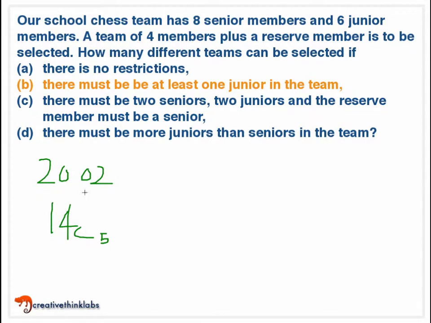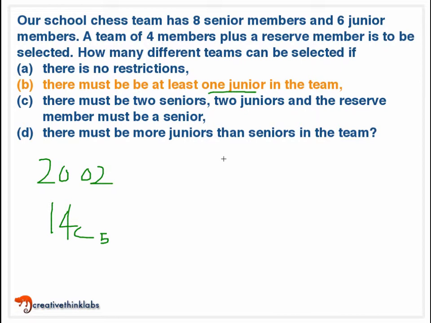Now keep in mind this is without restrictions. Here it says there needs to be at least 1 junior in the team. If I were to calculate 1 junior in the team, there are many possibilities. I can have 1 junior, 2 juniors, 3 juniors, 4 juniors, all the way up to 5 juniors. That means there are no senior members in the chess team.